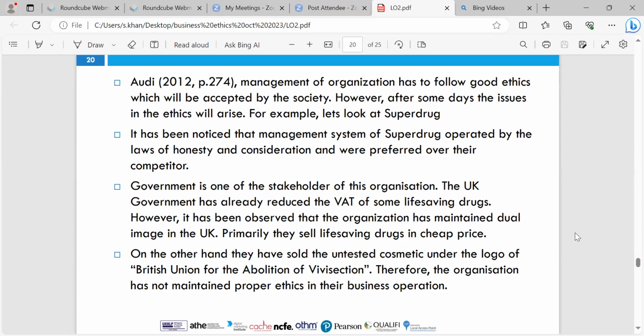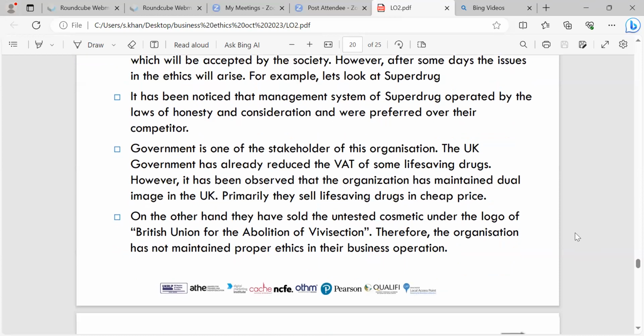The UK government has already reduced the VAT of some life-saving drugs. However, it has been observed that the organisation has maintained a dual image in the UK. Primarily, they sell life-saving drugs at cheap prices. On the other hand, they have sold untested cosmetics under the logo of the British Union for the Abolition of Vivisection. Therefore, the organisation has not maintained proper ethics in their business operation because they've moved away from it.